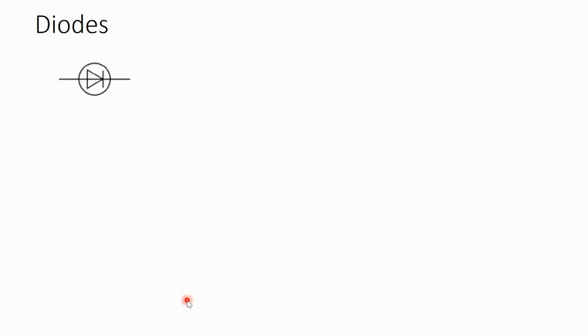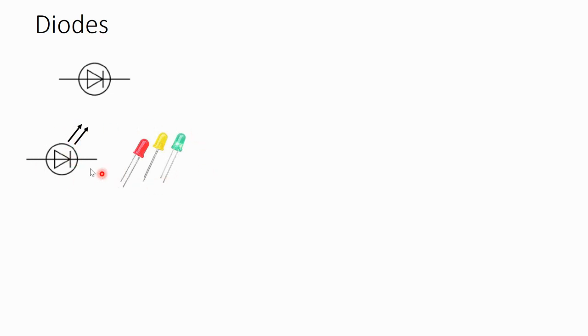Okay, the final thing we're going to look at today is this thing called a diode. So it's a new component that you might not have seen before. This is the circuit symbol for a diode, a circle with a triangle in. Here is another symbol for something very, very similar. You probably can tell me what this is immediately.